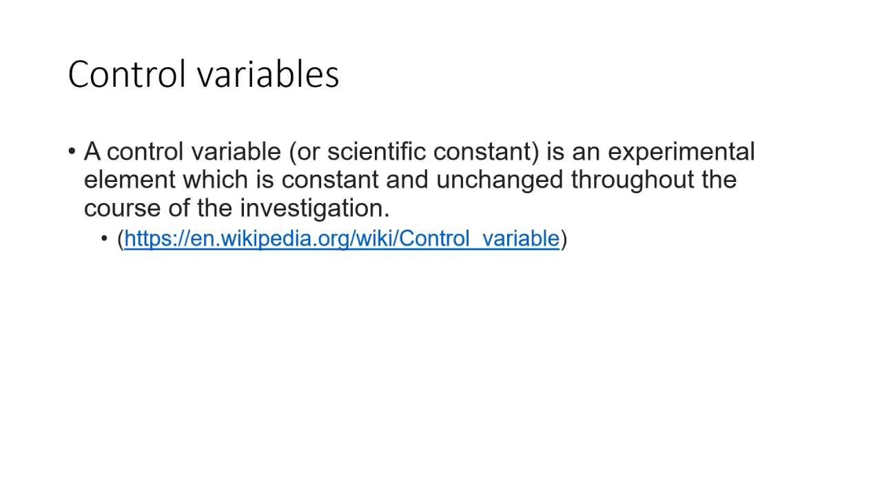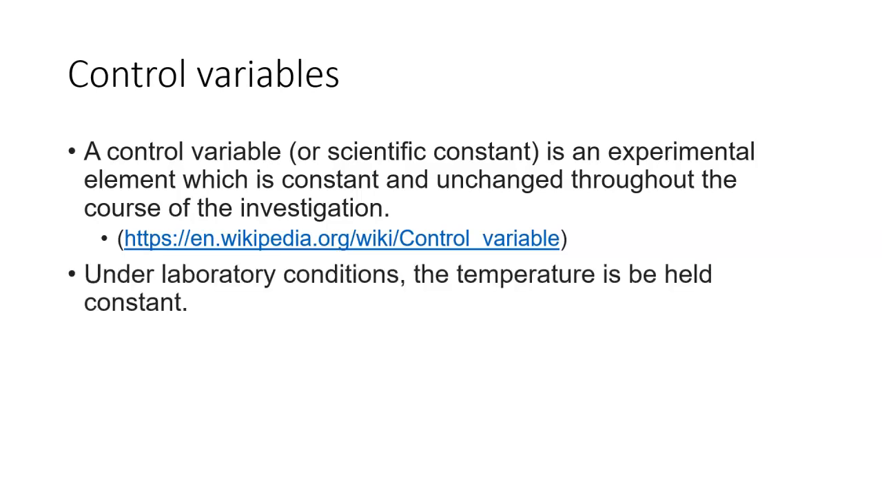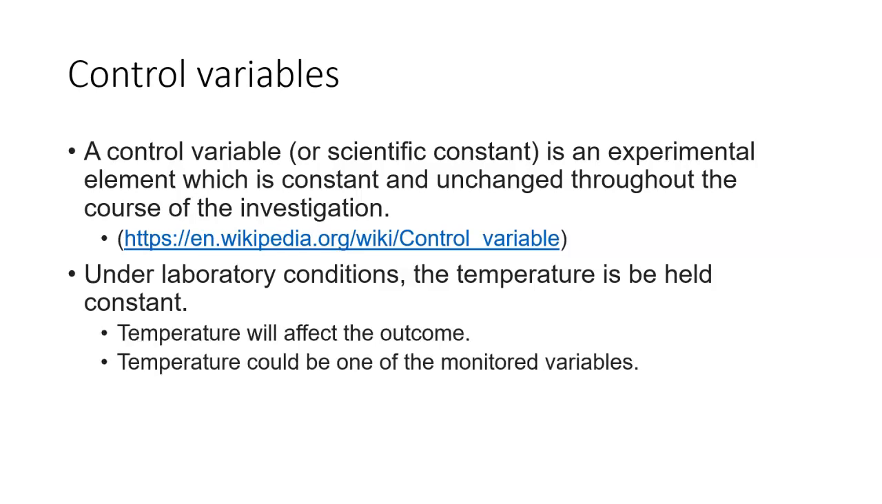Control variables. A control variable, or scientific constant, is an experimental element which is constant and unchanged throughout the course of the investigation. Under laboratory conditions, the temperature can be held constant. Temperature will affect the outcome. Temperature can be a controlled variable when we are doing an experiment. Also, temperature could be one of the monitored variables.